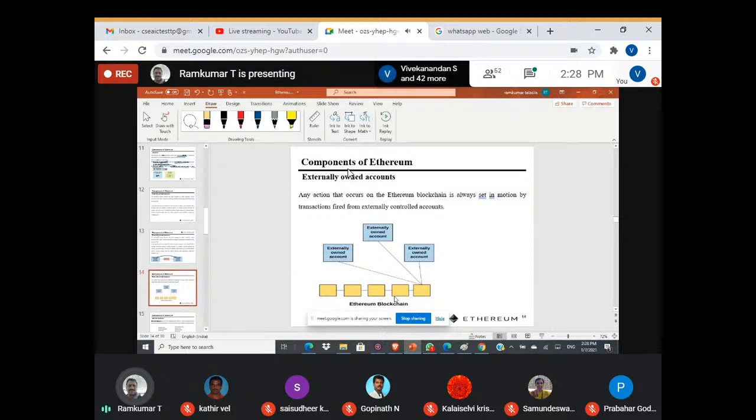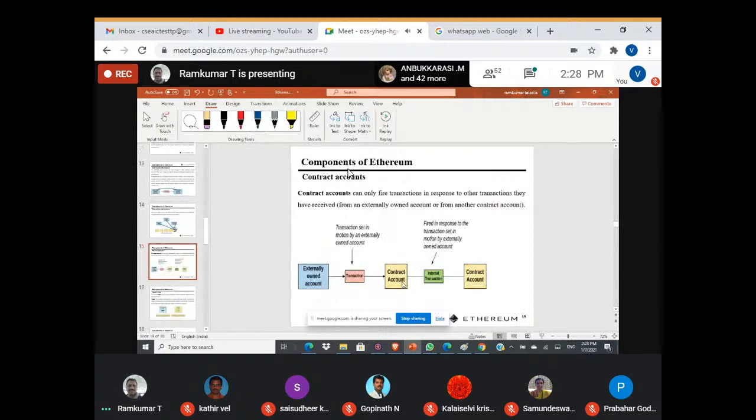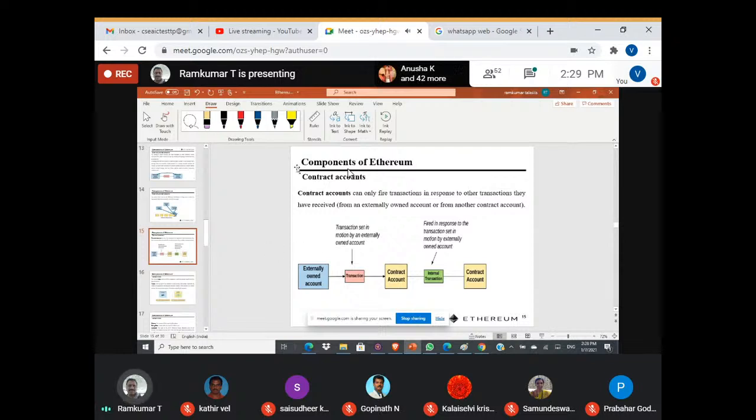Now, whenever you are doing a transaction, the transactions are going to be noted down in the blockchain. There is no issue at all, right? Whenever you are doing some transaction, the transaction is going to be noted down in the block. All the things are going to be noted down there.